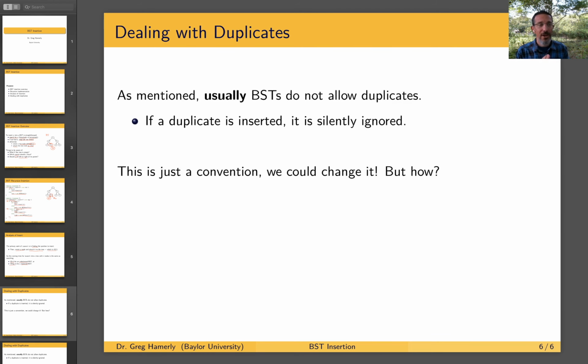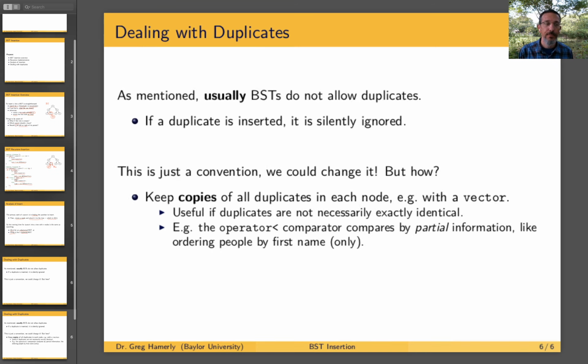Okay, now let's talk about duplicates. Usually, binary search trees do not allow duplicates. As we saw in the code, if a duplicate is inserted, it's silently ignored. And this is just a convention. We could change it if we wanted to, but how could we change it? Well, here's at least two methods of doing that.